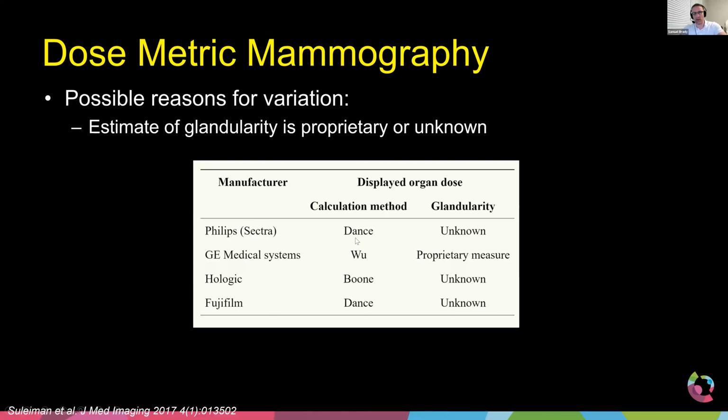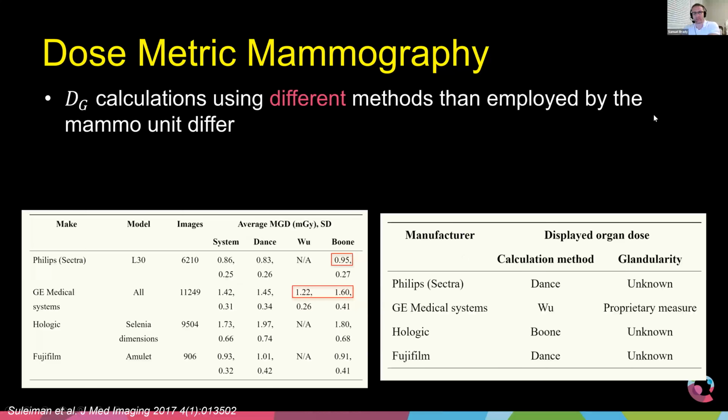Now, each vendor has adopted their way of calculating things. So Philips or Sectra uses the Dance method. GE uses the Wu method, which is no surprise. Hologic, Boone. Fuji uses Dance. But the way that you calculate and make assumptions based on the glandularity of the breast being imaged at that moment is unknown or listed as proprietary. So the vendor is not telling the scientists or anyone how they make those assumptions. So a lot of the variability in how we calculate mean glandular dose is based on how we estimate glandularity in the image and how we correct for that for the dose calculation.